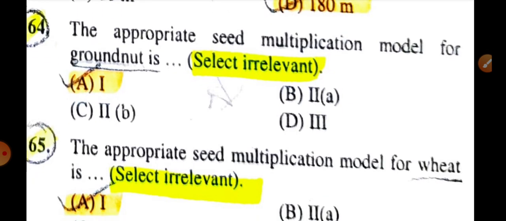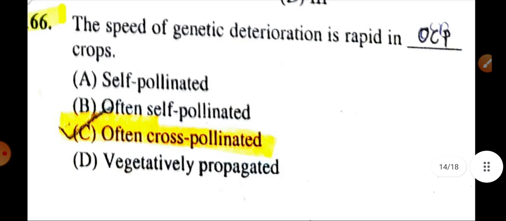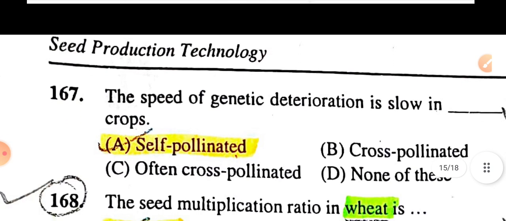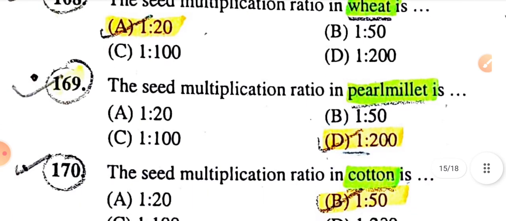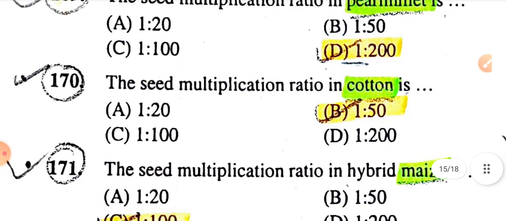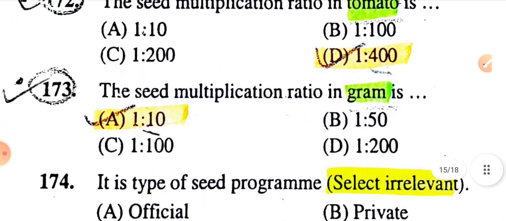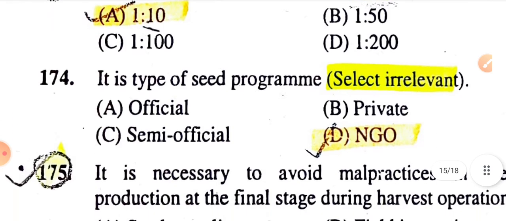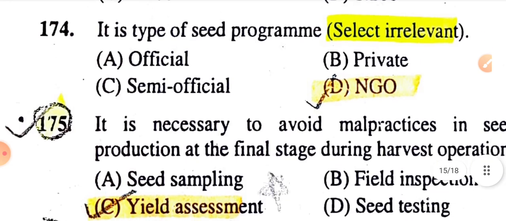The appropriate seed multiplication model for groundnut and wheat is 2A, 2B and 3. The speed of genetic deterioration is rapid in often cross-pollinated crops and slow in self-pollinated crops. Seed multiplication ratio: wheat 1:20, pearl millet 1:200, cotton 1:50, maize 1:100, tomato 1:400, gram 1:10. Official, semi-official and private are types of seed programs.